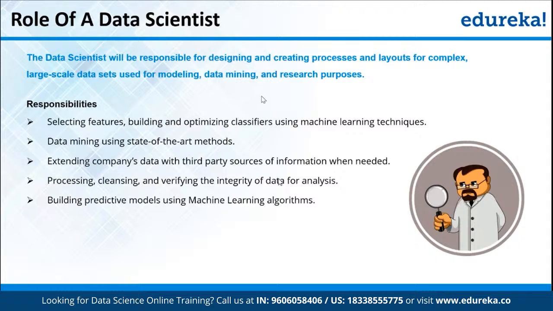But I'm taking all these examples just to clear the picture so that you know that these are the things which you will have to do as a data scientist. So n number of things are involved. What will be the basic responsibilities? You'll have to select the features.